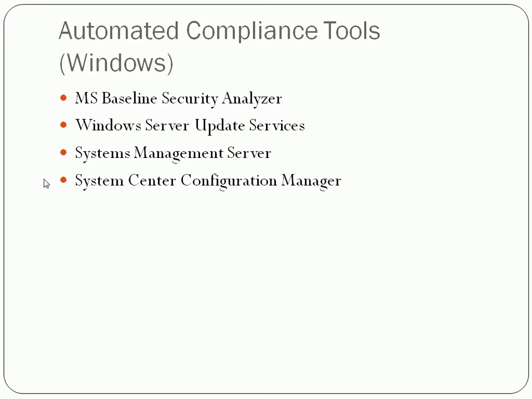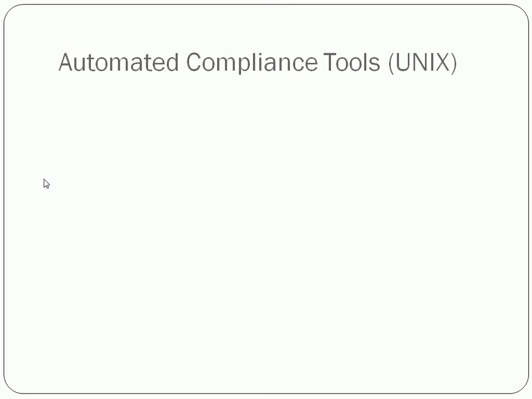Not all of us have just Windows. I mean, most of us have Unix or Linux servers in our organization. So in the Linux and Unix world, a couple of automated compliance tools. One would be Nessus, which is a vulnerability scanner. It runs on Linux, but you can also use it to scan Windows systems. So you can use it for both. It's a tool that runs on Unix or Linux, but it can be used to monitor compliance across the organization and also the Windows world.